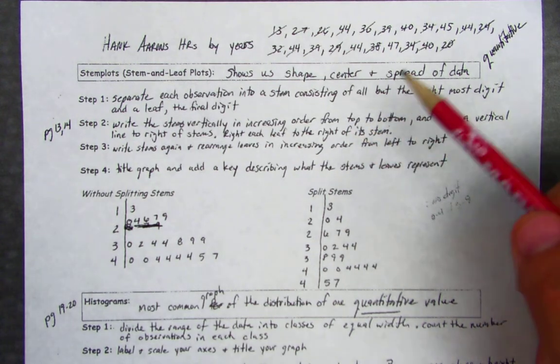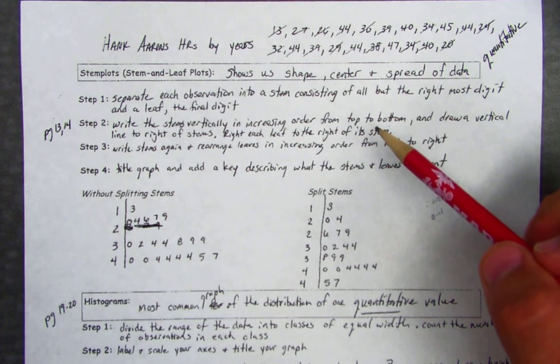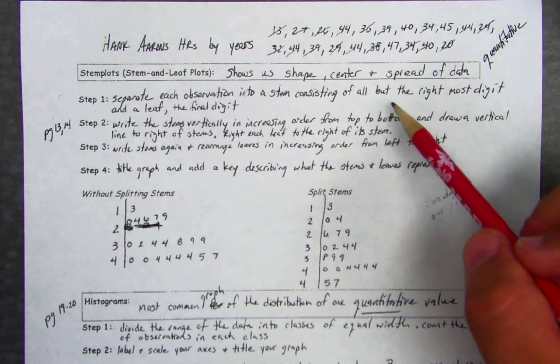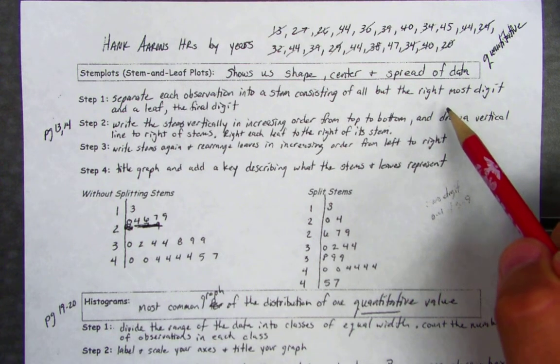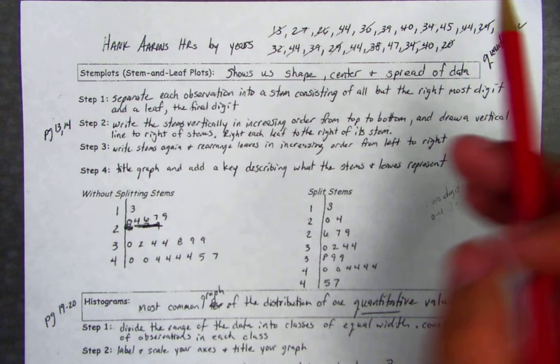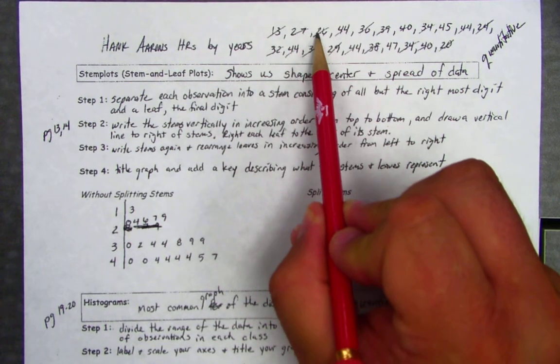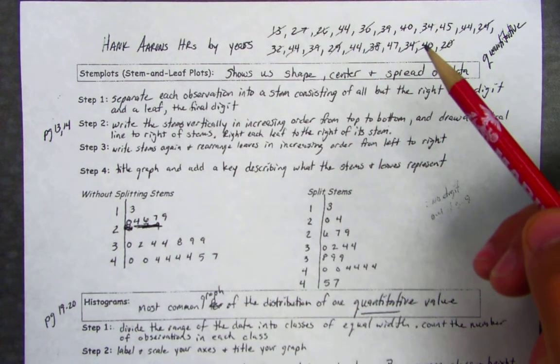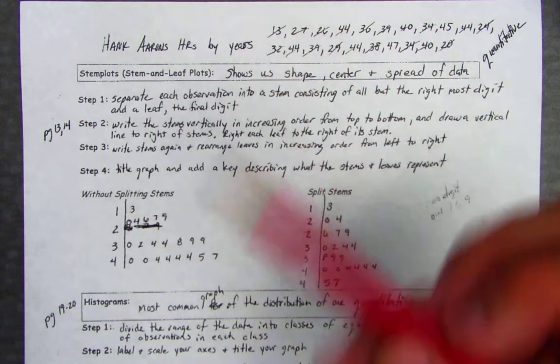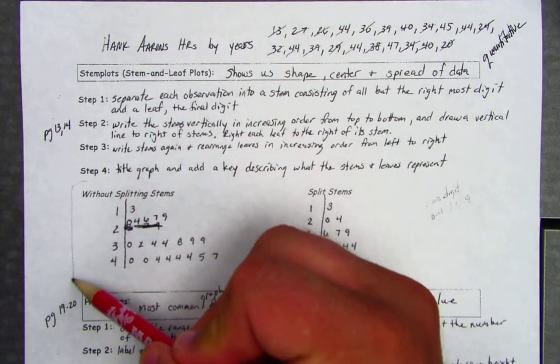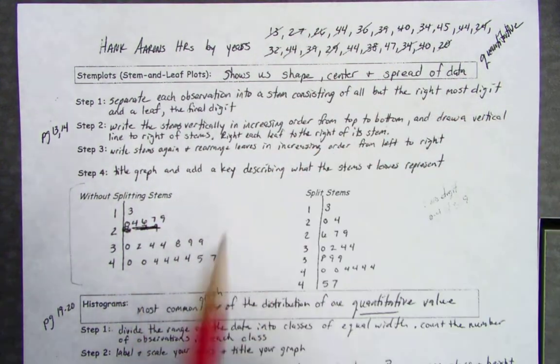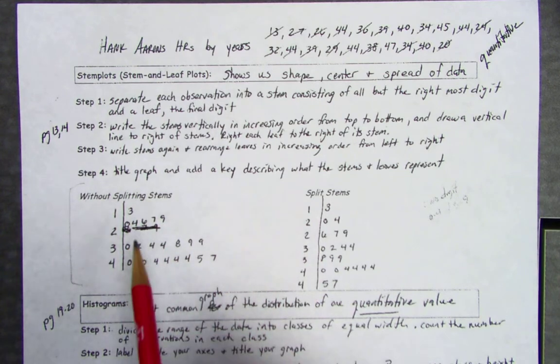So step 1 to make one of these, separate each observation into a stem consisting of all but the rightmost digit and a leaf, the final digit. So it'd be stem, leaf, stem, leaf, stem, leaf, and so on. So the stems go in the left column. So let's look at this one first without splitting the stems. These are 2 separate ones. So we'll look at this one first.